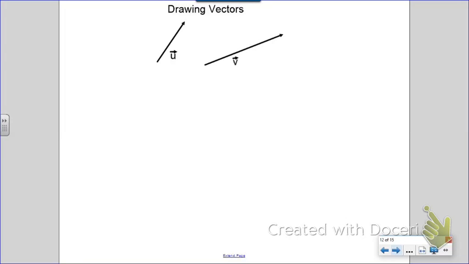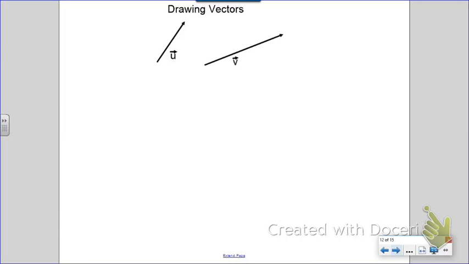Okay, drawing vectors is next. I think from what I have heard from past years for drawing vectors that most students prefer to draw vectors using the triangle method. So how that works, I'll just kind of try to sketch it for you because I can't write real well on my board here that I'm using.